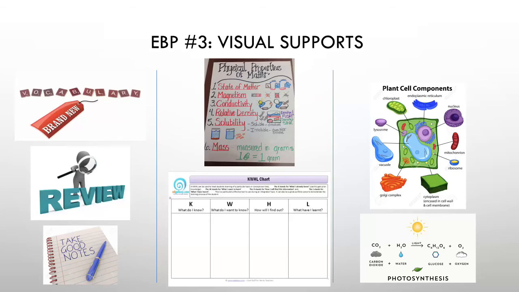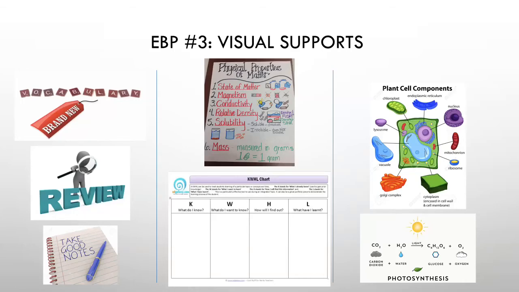So this is a KWHL chart, which is probably a little bit of a variation from the KWL chart that you've heard about in the past. The H is how I will find out. And this is a critical feature in science because this fosters the guided inquiry approach. This helps students go through the steps of science inquiry.